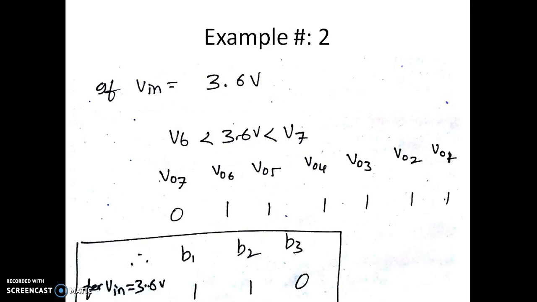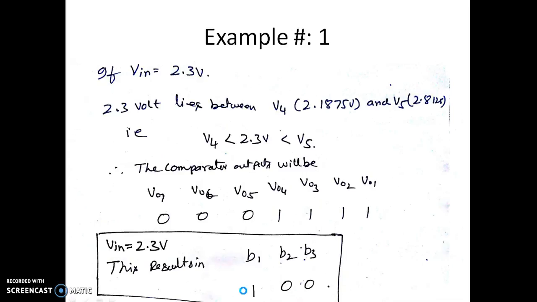Similarly, let us find out for one more input voltage of 3.6. Of course, you can find out. This 3.6 lies between V6 and V7. Since it lies between V6 and V7, till V06, that is the bottom 6 comparators will give their output as high. Only the topmost comparator will give an output voltage of 0. So corresponding to this 0 and the bottom 6 comparators being 1, we will end up with the output voltage of 110. That's what we saw in the truth table.